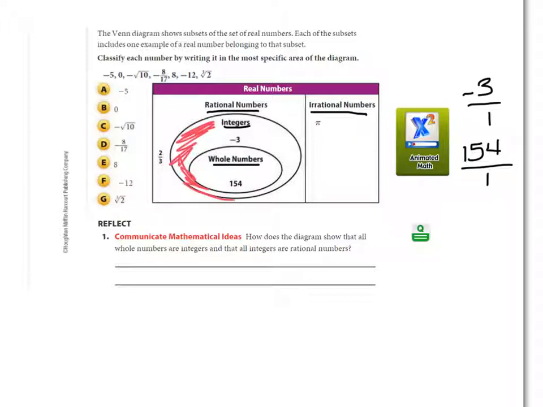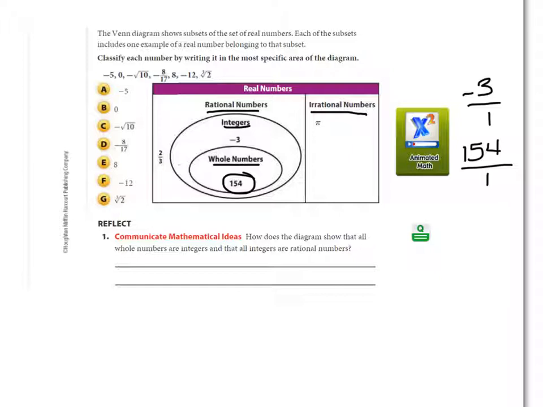So anything here would not be a whole number. But any whole number is always considered an integer. So if it's a whole number, like 154, then it's also called an integer because it's also part of that circle. And it's also called a rational because it's also part of the box. So 154 has 3 subsets that it belongs to: whole, integer, and rational. And you have to list all of them in order to be correct. Listing only 1 or 2 of them is not a correct answer.